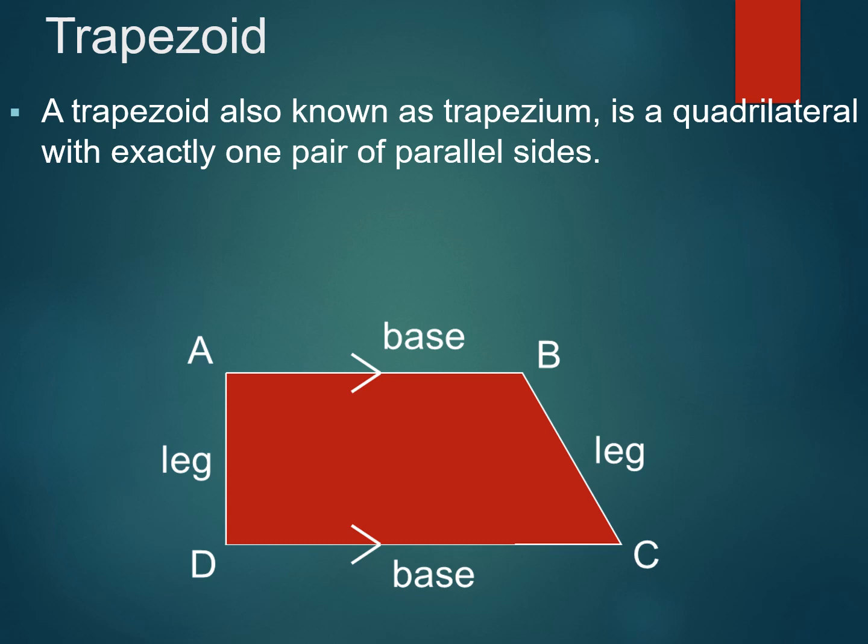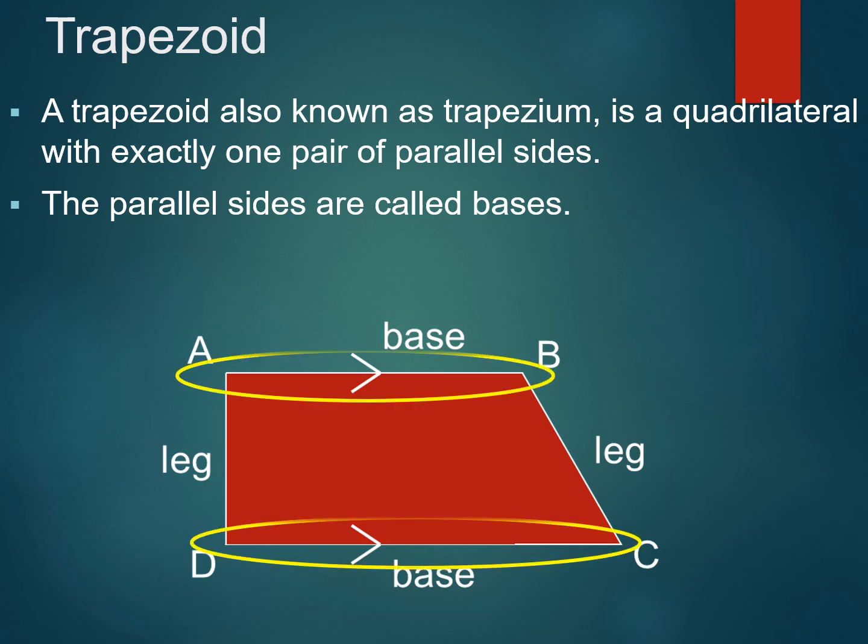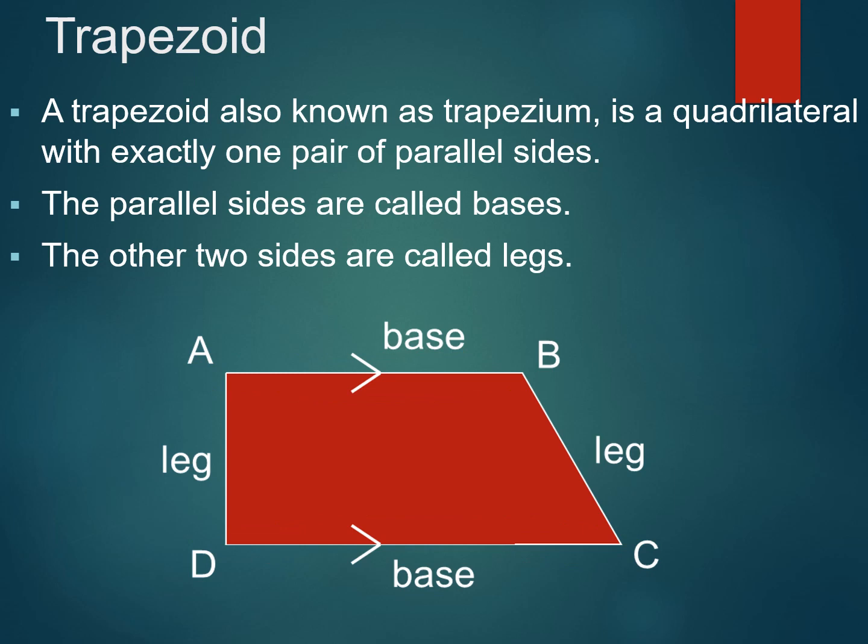A trapezoid, also known as trapezium, is a quadrilateral with exactly one pair of parallel sides. The parallel sides are called the bases. On the figure below, the bases, or the parallel sides, are side AB and side DC. The other two sides are called legs, this side here.